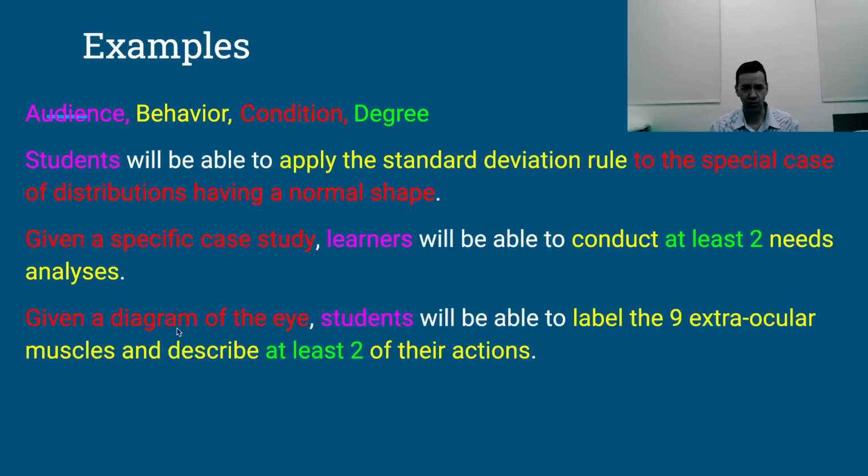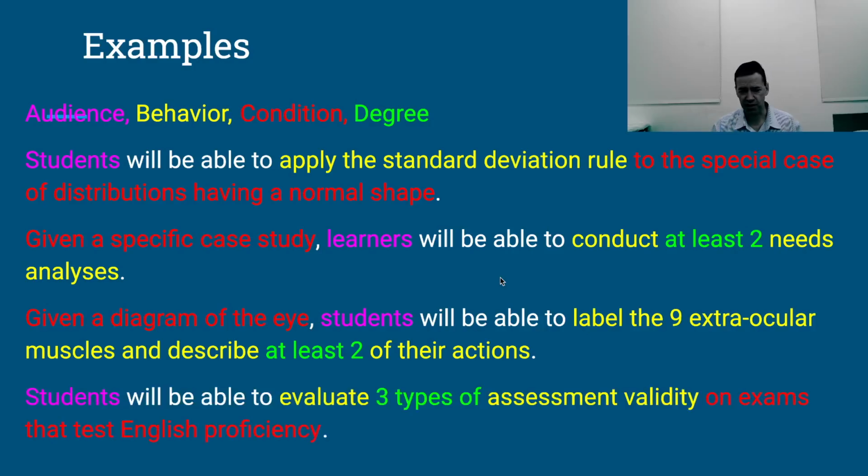Here is a science one. Given a diagram of the eye, students will be able to label the 9 extraocular muscles and describe at least 2 of their actions. So again, action verbs: label, describe. Audience, behavior, condition, degree. All right, now let's get into one about teaching. Actually, this one is about you. This is for your course.